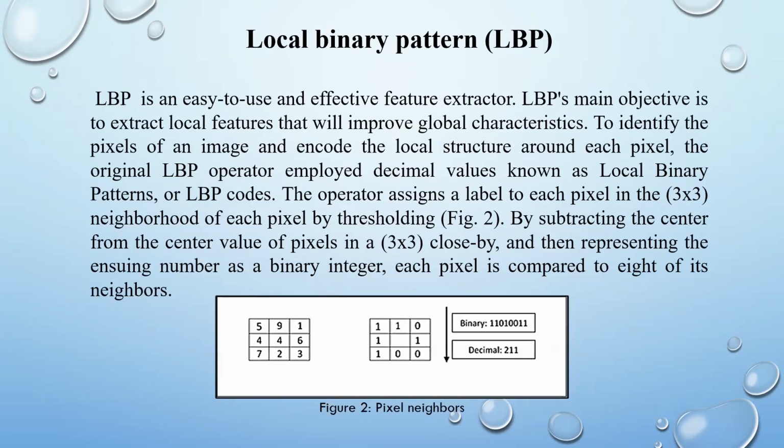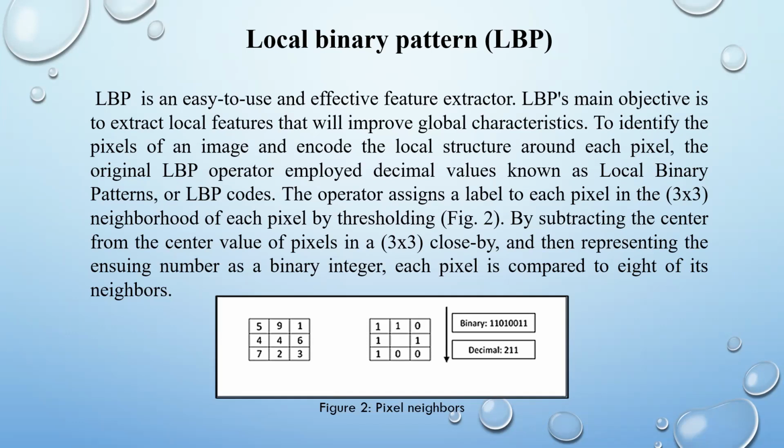The local binary pattern is an easy to use and effective feature extractor. Its main objective is to extract local features that will be improved into a global characteristic to identify the pixels of an image, encoding the local structure around each pixel.